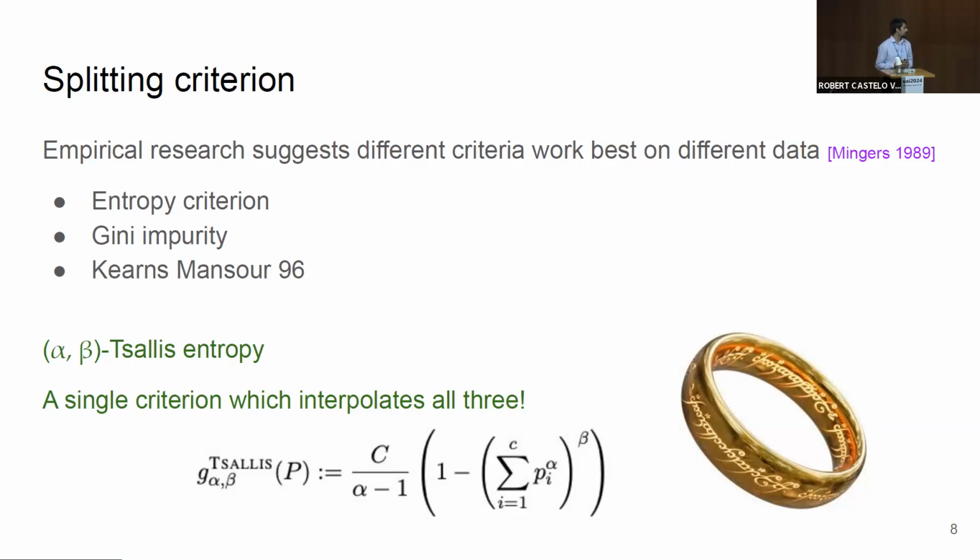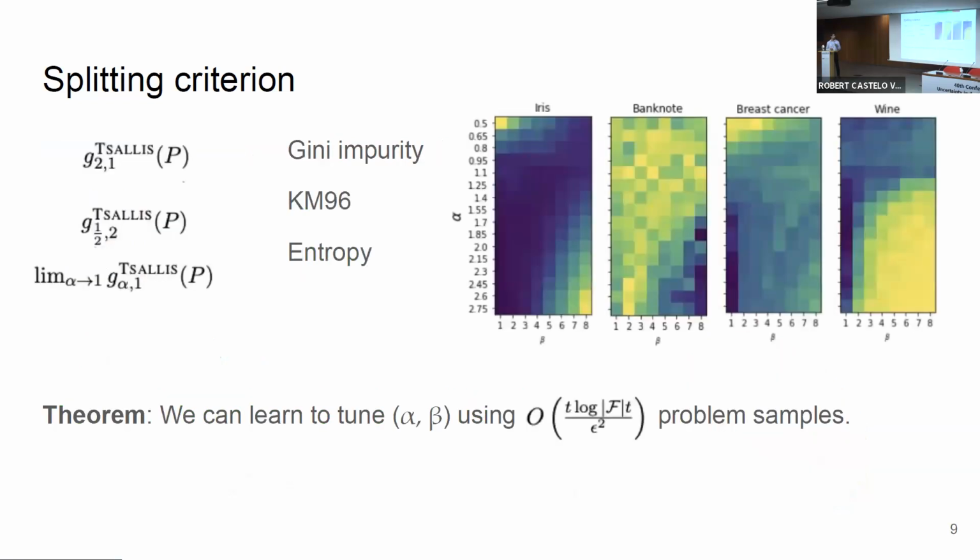So the beta parameter is a new one. It corresponds to the Kearns-Mansour criterion, which has some nice theoretical guarantees. So I think the real idea is that it captures different nice aspects of different existing heuristics. By setting these parameters to particular values, you can recover these existing heuristics and recover their individual nice properties.